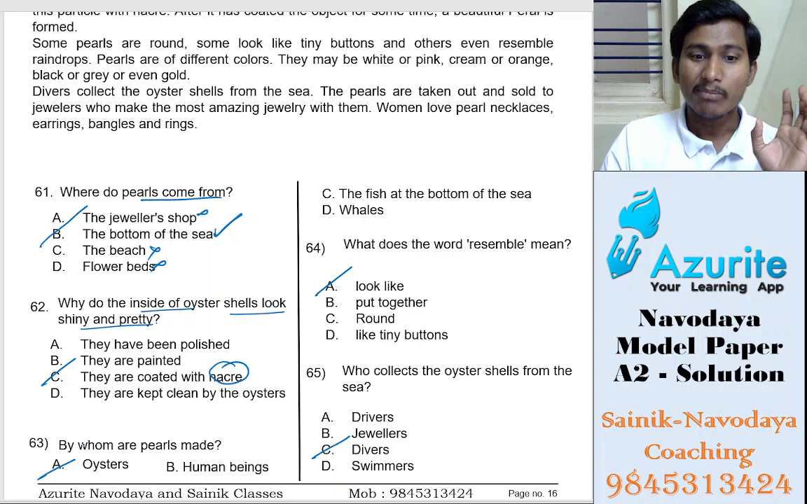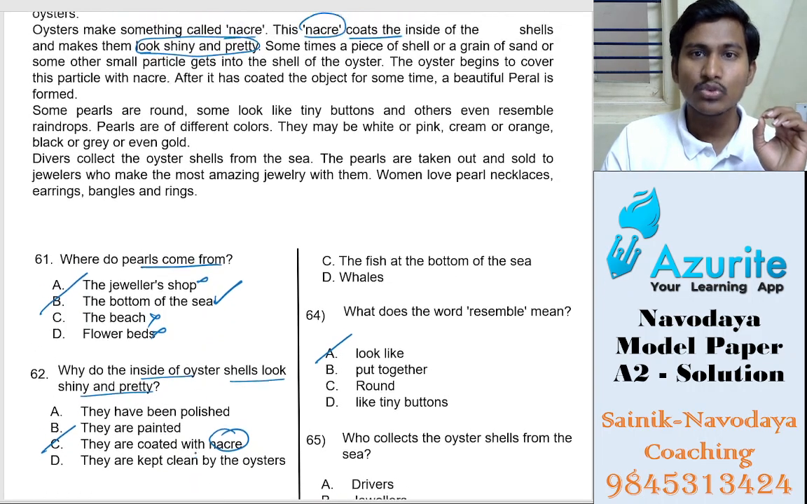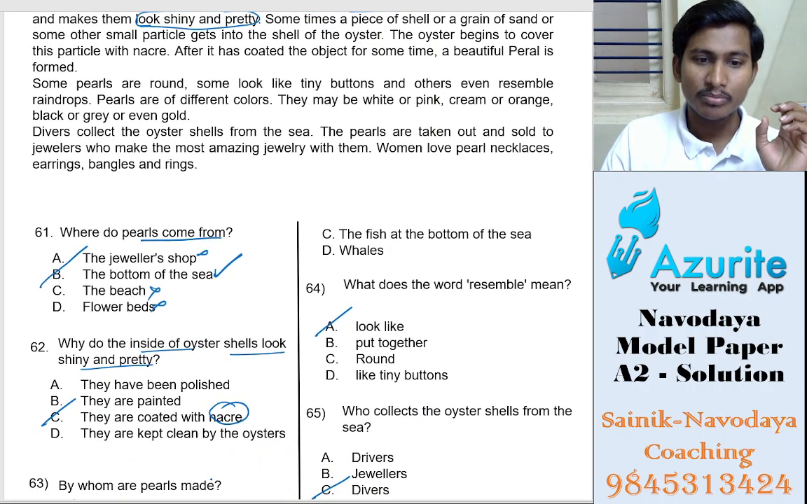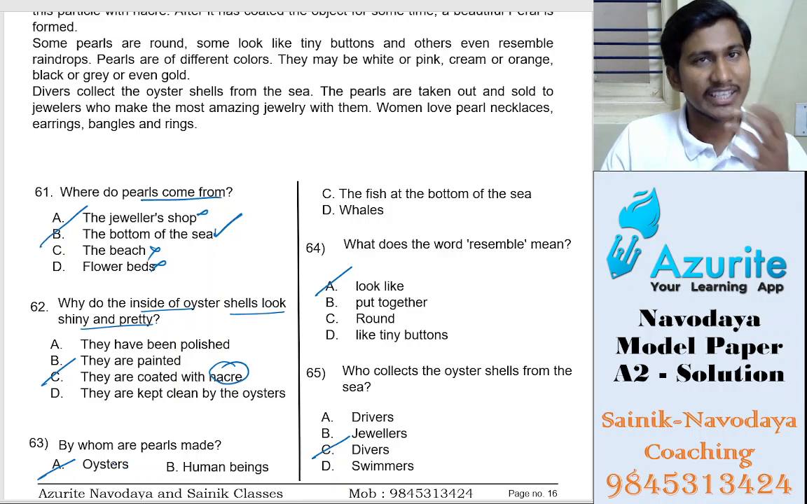Now the third question. By whom are the pearls made? Just now we saw that it is oysters. Who makes them? Oysters. Option A, directly the answer.